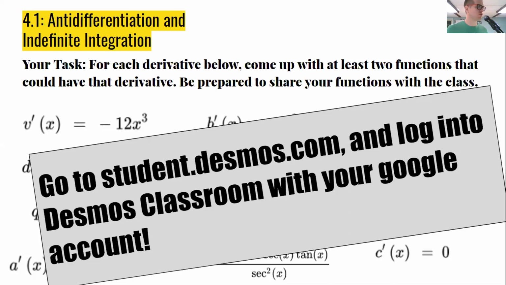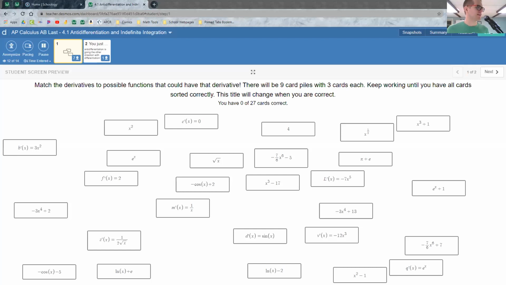So here's what you're going to do when you get there. And since I'm recording, I'm going to share screen. All right. So you're going to match the derivatives to possible functions. The derivatives all are like c prime of x equals 0. Anything that has function notation in it is a derivative. You've got to match the derivatives to possible functions.